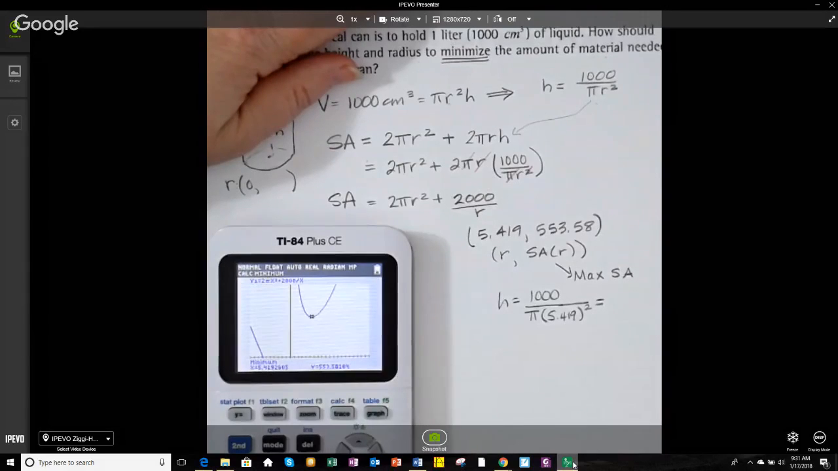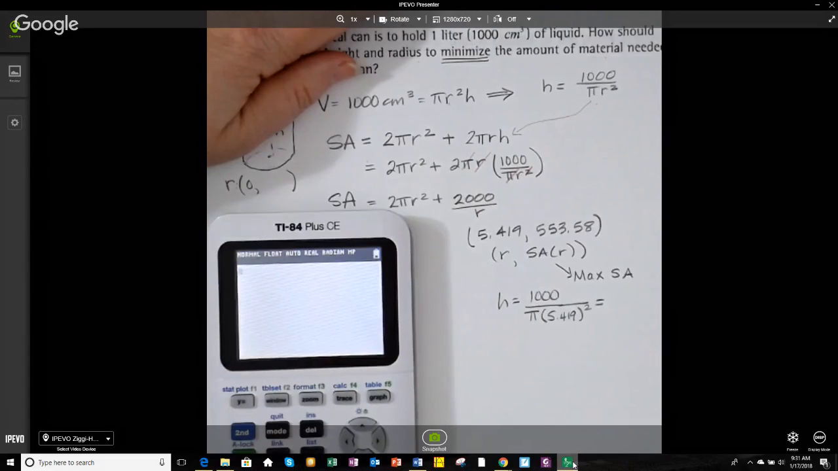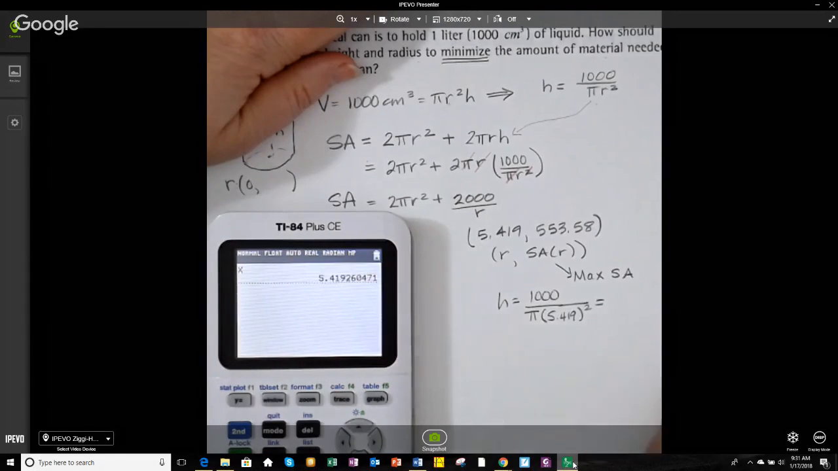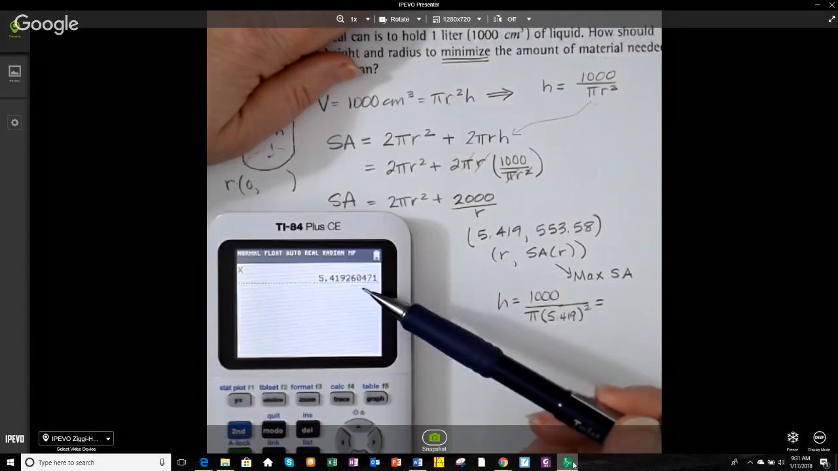Well, if you go back to the, let's quit out of here. What the calculator does when it finds a minimum or a maximum or something like that is it's going to store it in X. So I'm going to say X, and if you press X, what comes out here? Wow, look at that. That comes out.